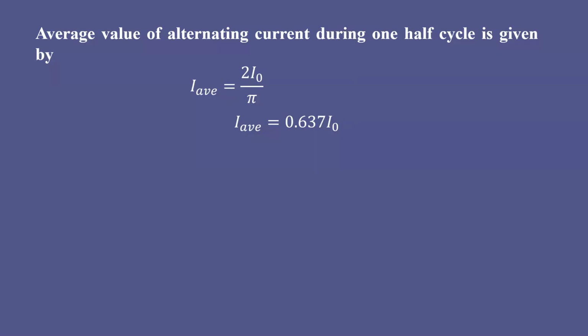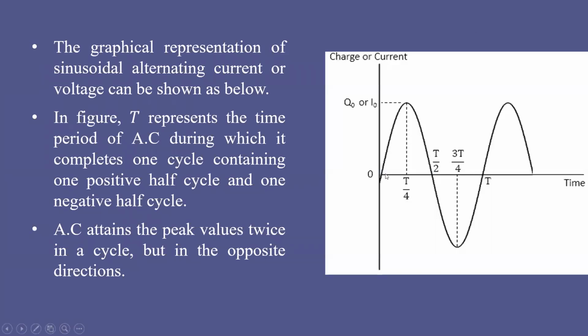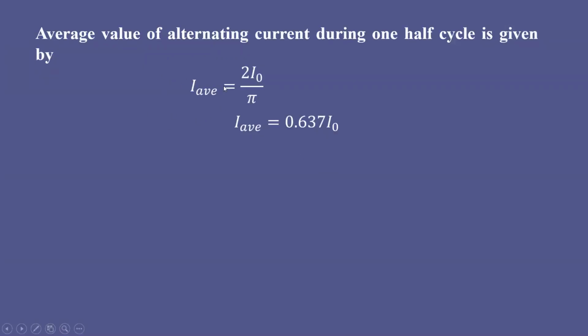You know that AC varies with time. Just observe, alternating current increases, then it decreases, then again it increases. So the magnitude of current is going to change with time. It is not a constant current. Because the magnitude changes, it is possible to find the average value of AC in a half cycle. That is given by 2 I naught by pi, where 2 by pi has the value 0.637.